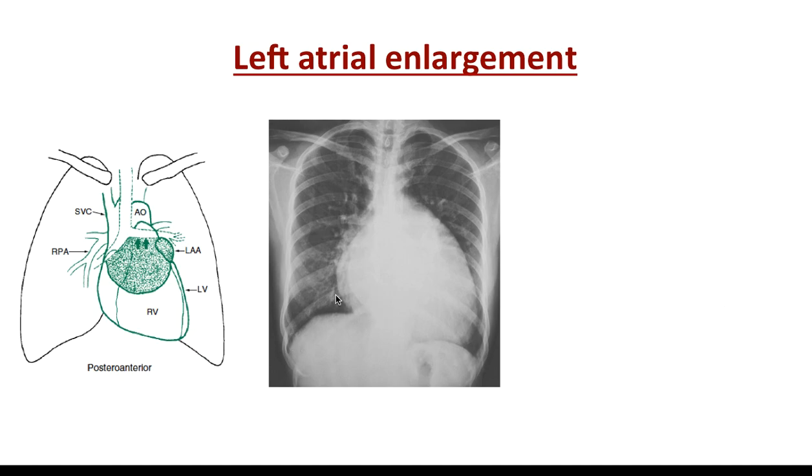One of the commonest signs is the double density sign. So what is the double density sign? You will see double shadows, right? Because of the enlargement of the left atrium, you will see that two shadows are visible if you look at the right cardiac border. So this is called the double density sign. This is because of the enlarged left atrium. Then the left cardiac border will become more convex, so you can appreciate this also.